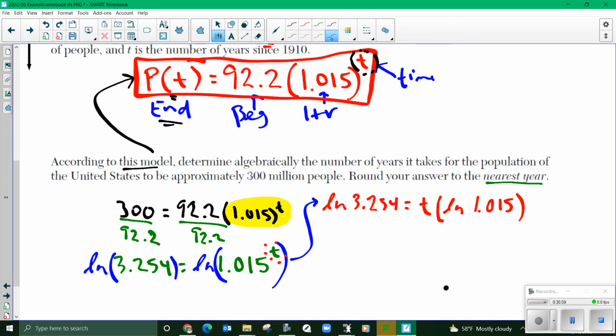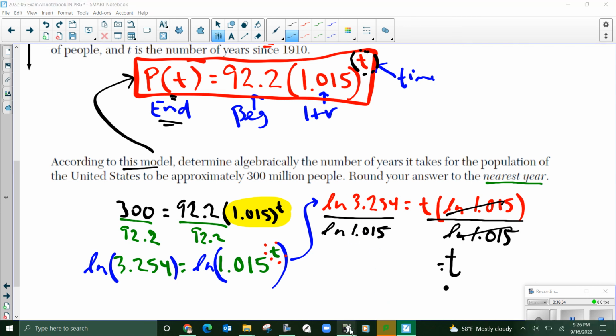Now at this point, to get the t alone, I've only got to do one thing. I'm going to divide both sides by the ln of 1.015. Boom, boom, gone. t equals... what I do to one side, I have to do to the other... ln of 1.015. So there's no way you could do that without a calculator. All right? So I'm going to take this big number that was in the calculator and take the natural log of it. After I do that, I'm going to divide that number by the ln of 1.015.